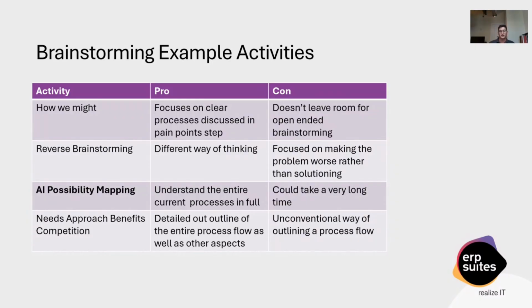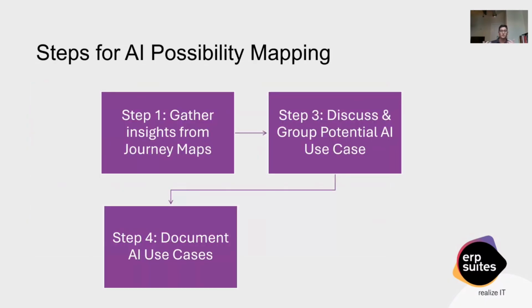The example I'm going to show you today is what's called AI possibility mapping. It really understands the entire current process in full from that journey map, and it takes it further to a brainstorming phase where you can start to attach AI solutions to various current processes you've mapped out in full. So basically what I'm saying is all the legwork was done before, and now we get to the point where we understand the entire current process. Let's move on to actually connecting these current processes to AI technologies that can fit your business needs and actually solve the problem.